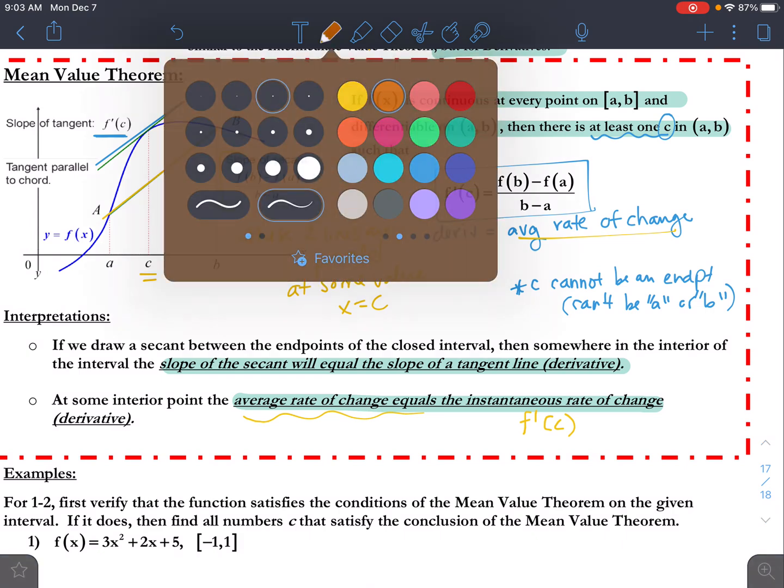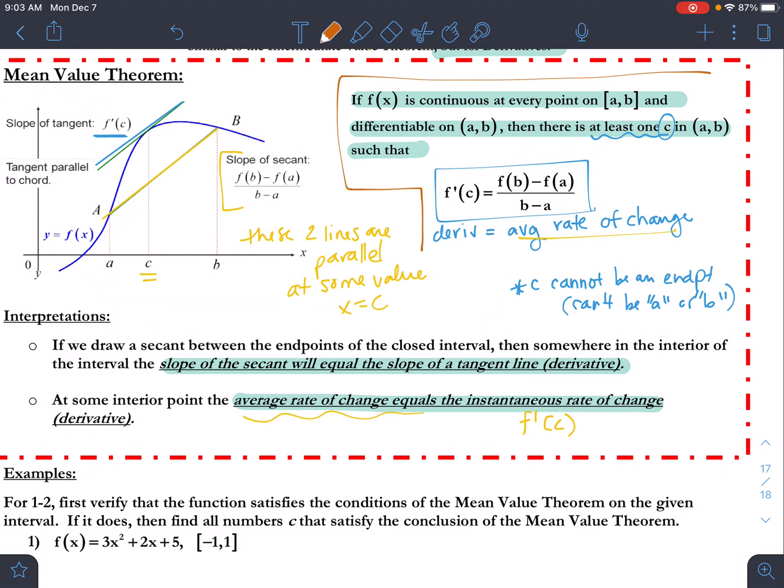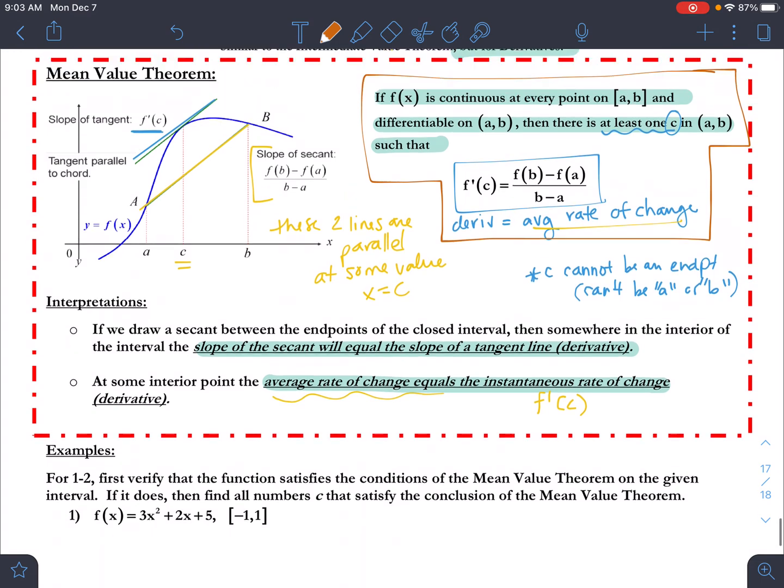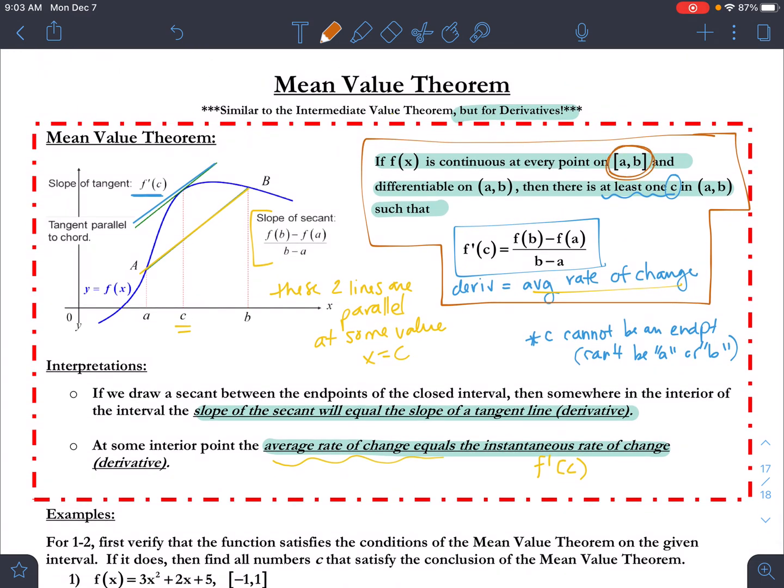The biggest thing you should get from this is right here: continuous and differentiable. Then we have this idea that f prime at some x value is equal to the average rate of change, the slope of the secant equal to the slope of the tangent at some point. So the first thing you have to check is if something is continuous and differentiable between a and b. Notice for continuous, it has to include a and b. Differentiable is just between. You should make sure you write this carefully: a and b are brackets for continuous, and differentiable just has to be between a and b.